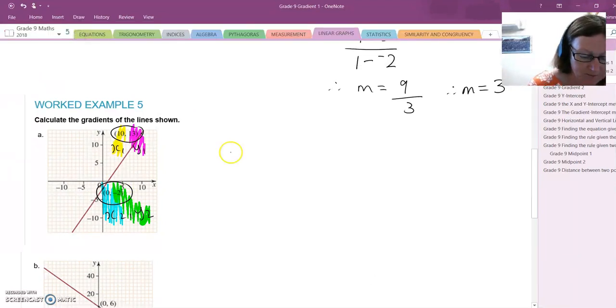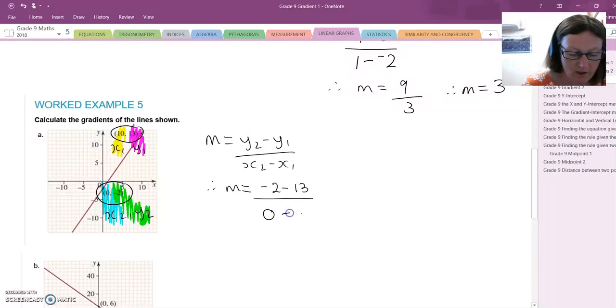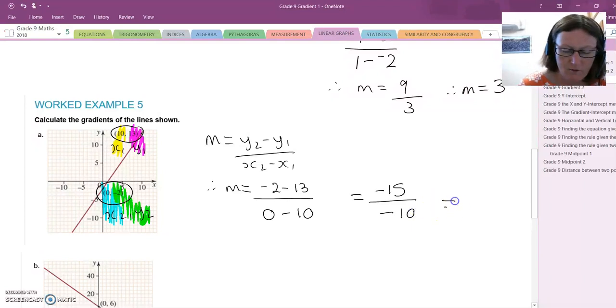I write down my formula. Gradient is equal to y2 minus y1 over x2 minus x1. So gradient is equal to y2, which is negative 2 subtract 13, because y1 is 13. My x2 is 0, so it's 0 subtract my x1, which is 10. So now on the top, negative 2 subtract 13 is negative 15, 0 subtract 10 is negative 10. 5 goes into both of those. 5 goes into that 3 times, 5 goes into that twice, and my negatives cancel. So the gradient of this line is 3 over 2.